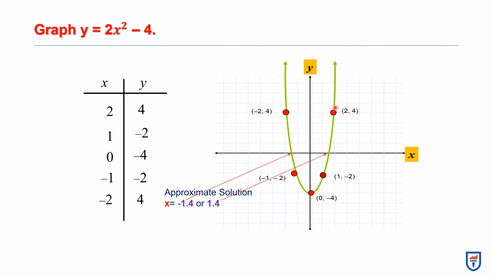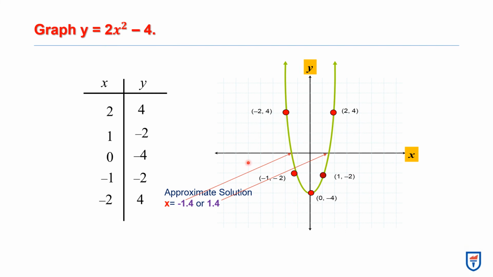So once we plot our points, now we need to draw the curve of the graph that will join all these points that we plotted on our graph. And this graph that we're going to come up with is our graph of the equation y is equal to 2x squared minus 4.